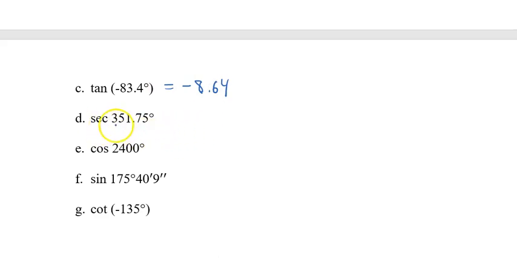Secant, again, is not one that you have, so you have to remember its relationship with cosine. Secant is 1 over the cosine. So we're going to type in 1 divided by cosine 351.75. Or you may have a fraction bar that makes it look exactly like you would like it to. But either way, you get 1.010.